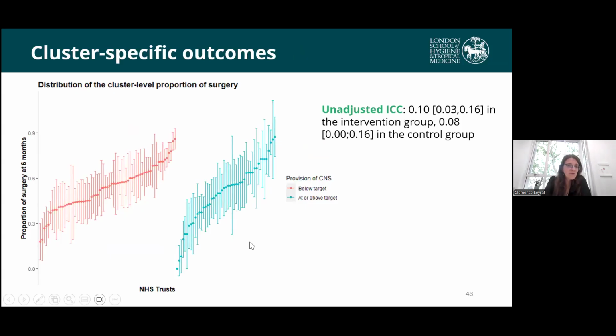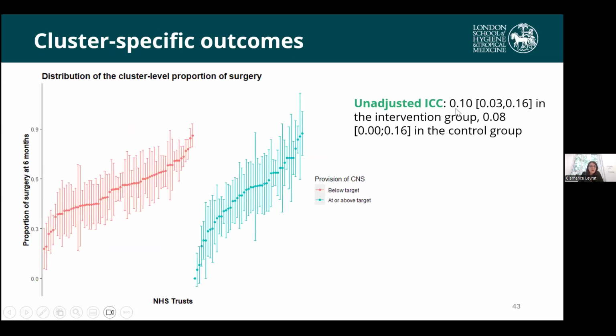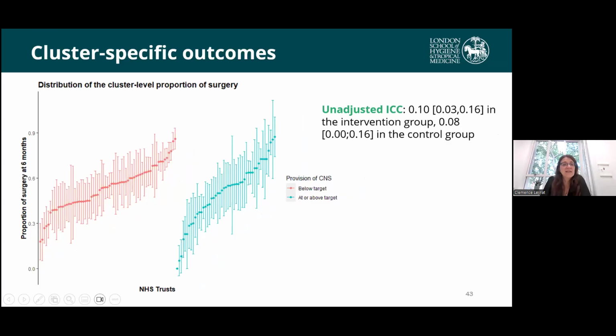In red, you have the control clusters, and in blue, the clusters with a number of nurses above target. And there is a lot of clustering there, stronger in the intervention arm with an ICC of 0.1, whereas in the control group, it's 0.08. It might not look like much, but if you are used to cluster randomized trials, these values are actually very, very big. So it means that a lot of the variability in access to surgery is explained by differences between clusters.